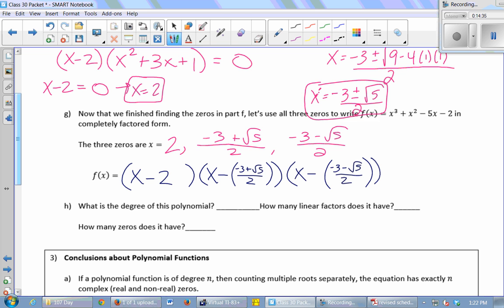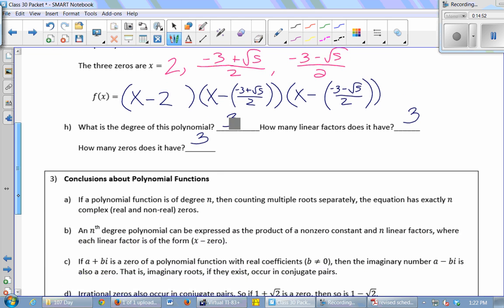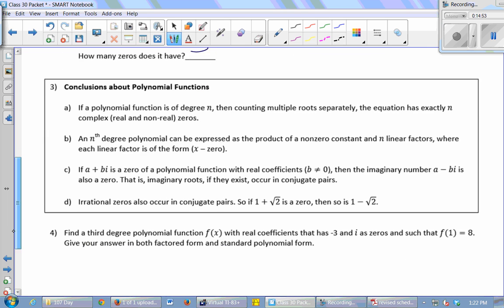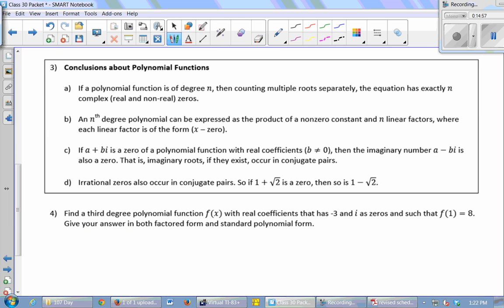All right, so what's the degree of this polynomial? 3. At the beginning, it was all multiplied out, and it was at x cubed. How many linear factors does it have? 3. How many zeros does it have? 3. Good. All right, so the two examples that we just did lead us to some conclusions.